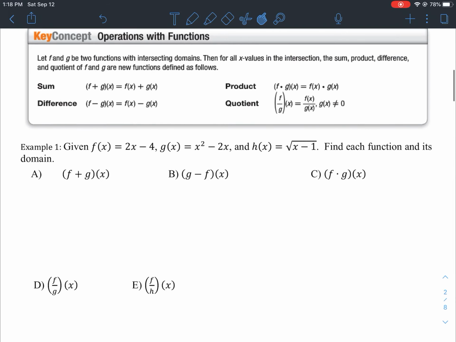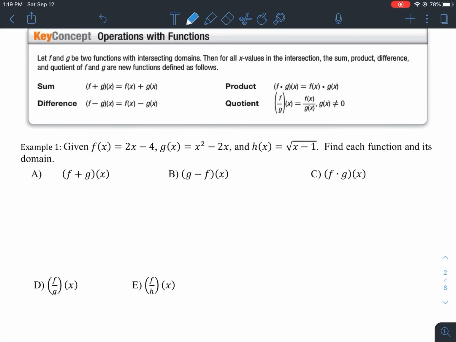So let's start section 1.6. We're talking about operations with functions. We can add functions together, subtract functions from each other, multiply functions together, or divide functions as well. So in example 1, I give you 3 functions, f, g, and h. And for each one, we're trying to find the function where we add or subtract or divide or multiply the 2 functions together and then find the new domain.